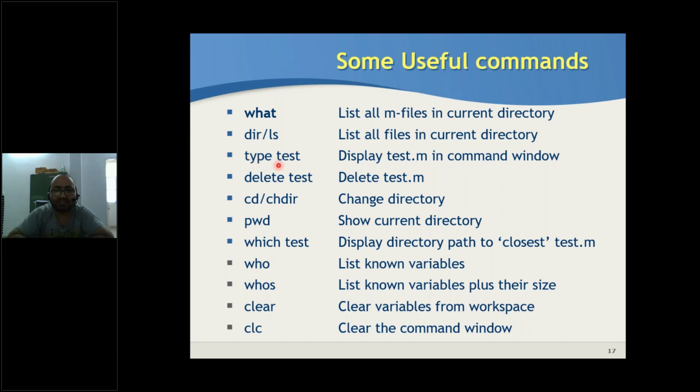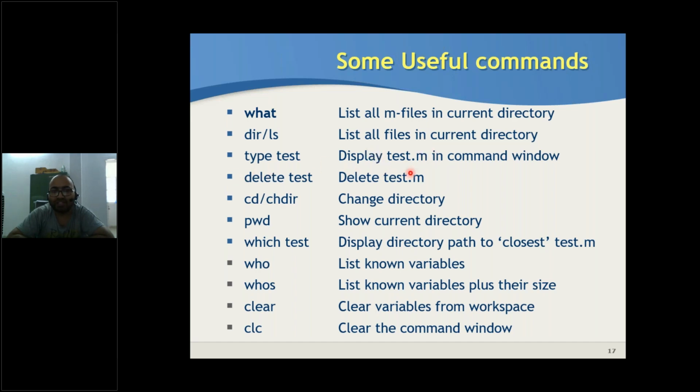Now the next command is type test. It will display test.m in the command window. So whatever programming you have done in this test.m file, it will be displayed in the command window with the help of this command, type space test. Test.m is the name of that particular file.